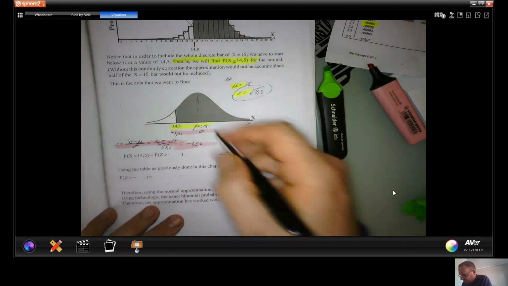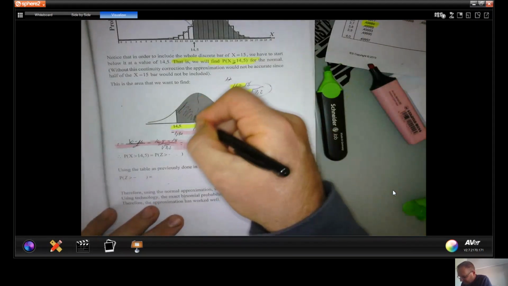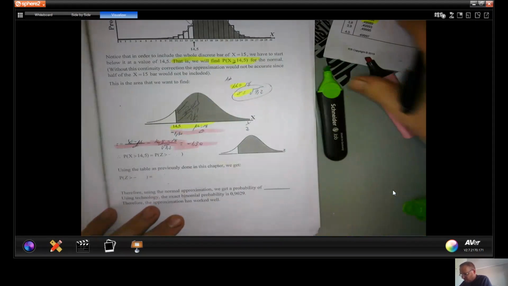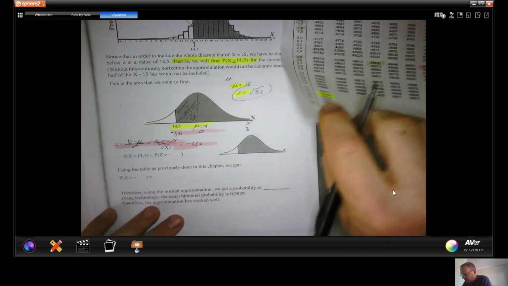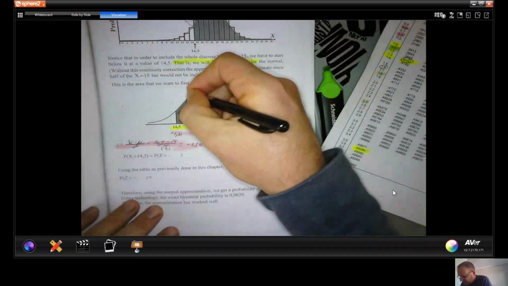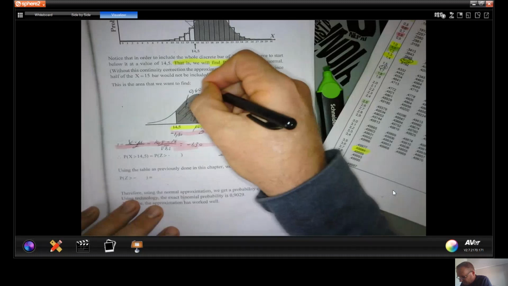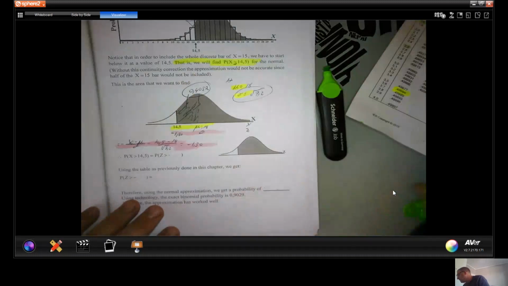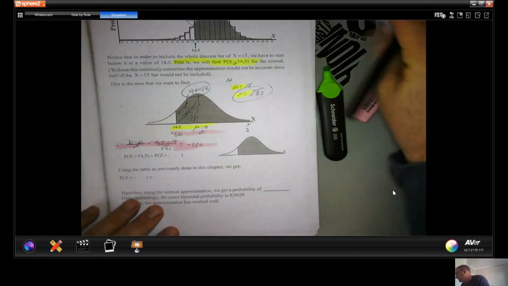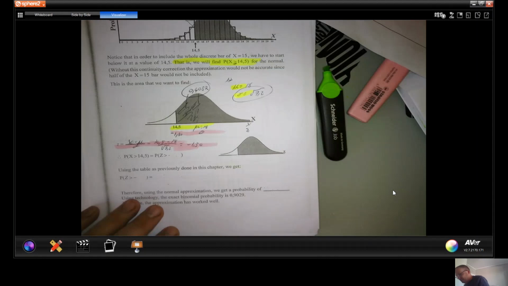Then what would you do? You'd go to your table and look for a Z score of 1.3, and a Z score of 1.3, we just did that just now, is 0.4032. So this area here is 0.4032. Okay, right. So we get 0.4032.